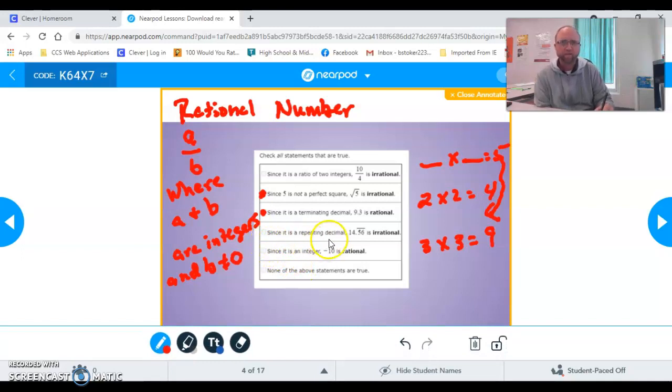All right, since it's a repeating decimal, 14.56 repeating is irrational. Like I just said, if it's a repeating decimal, it's a rational number. So that is not a true statement. I would not check that box.